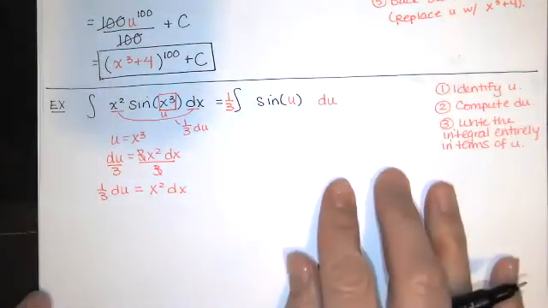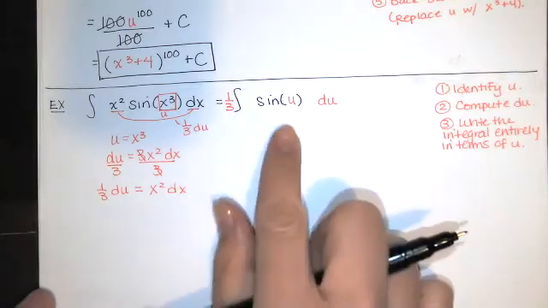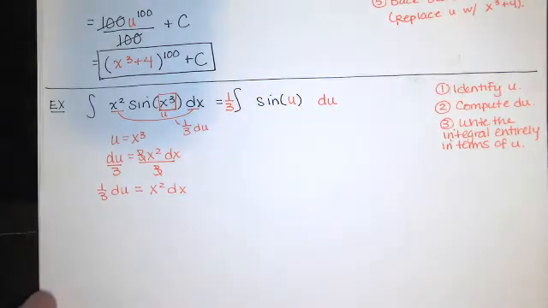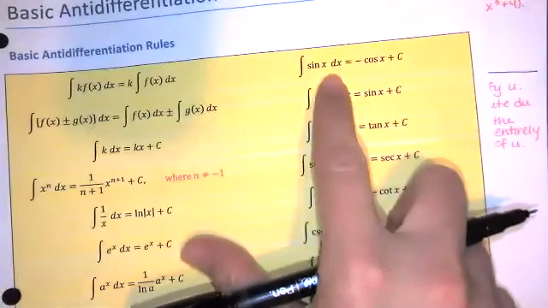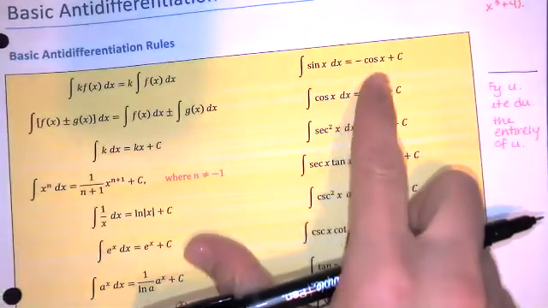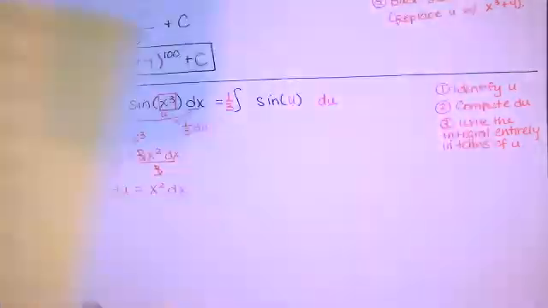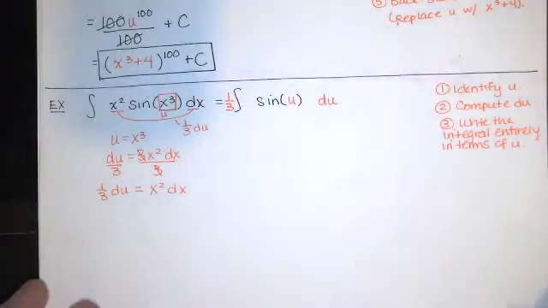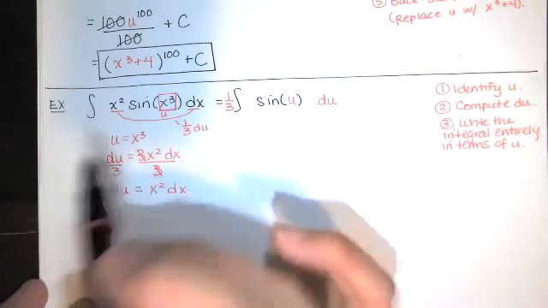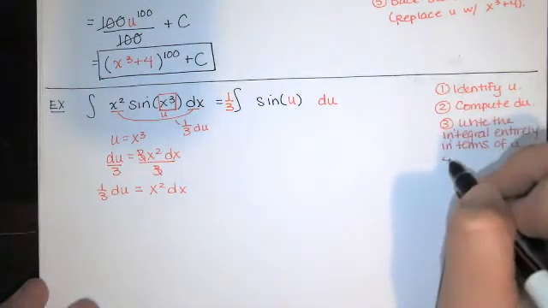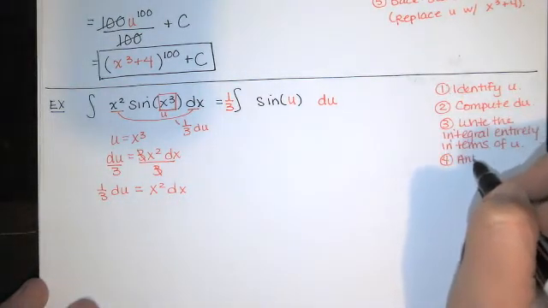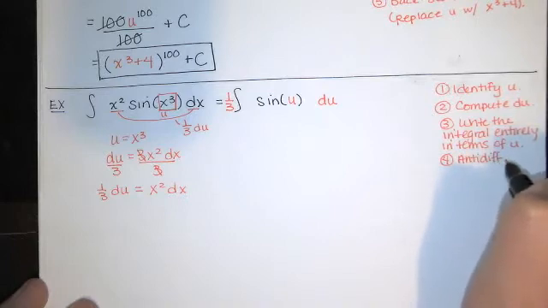So that's my new integral, my integral in terms of u. I ask myself, do I have a rule for sine of u? You bet I do. Look, the antiderivative of sine is negative cosine. This has an x instead of a u, but that doesn't matter. It's just a dummy variable, just a placeholder. So we ask ourselves if we have a rule for that, and we do. So then we antidifferentiate with respect to u.